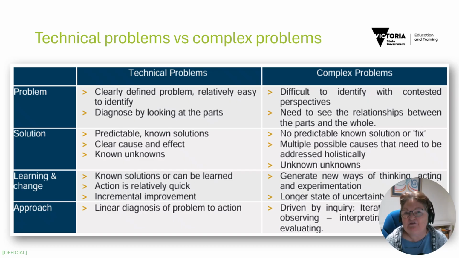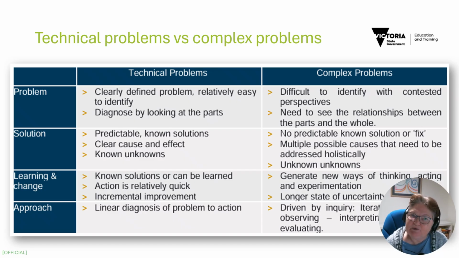You can learn how to fix a technical problem. You can fix it quite quickly, and you can make incremental or transformative changes. Whereas with a complex problem, you have to think differently, act, you have to experiment, and there's a longer state of uncertainty where you don't know whether you fixed the problem or made it worse or done nothing.